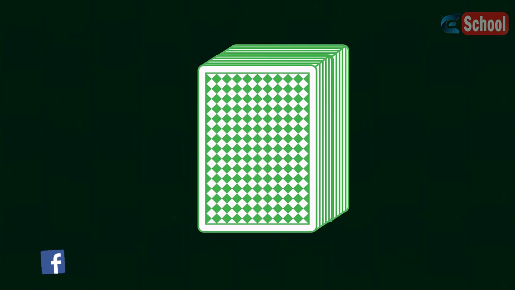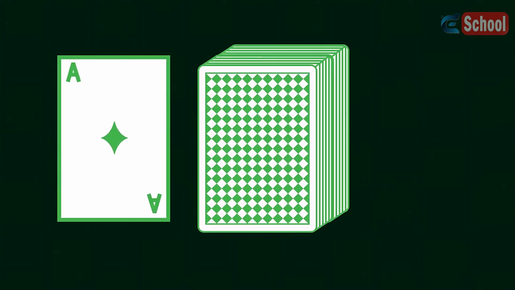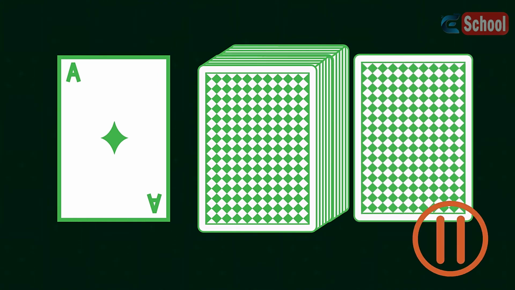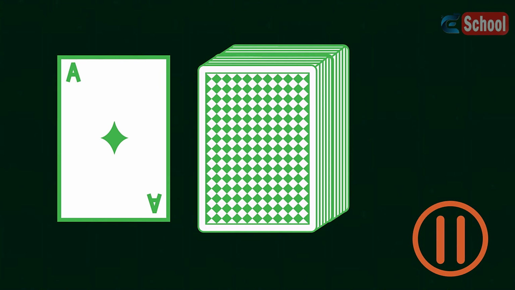Now, try to find the probability of getting at least 1 ace if we draw a card 3 times and put it back into a 36 card deck each time. Pause the video and try to use the facts you already know about probability to find an answer.